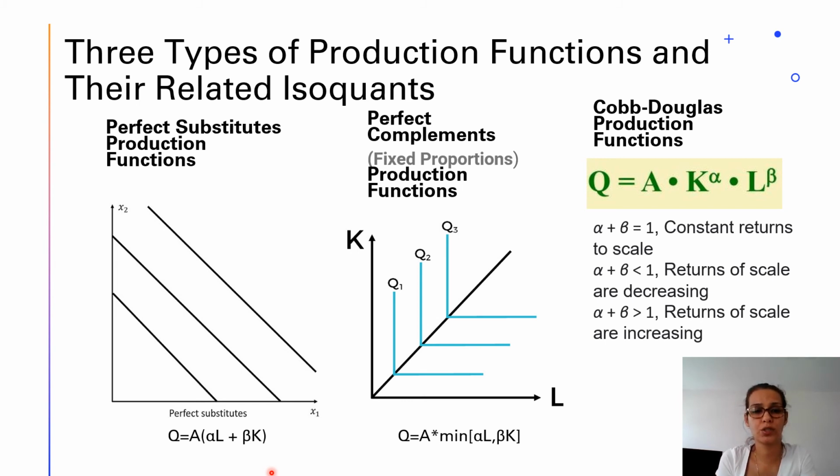In the following functions, the A stands for the total factor productivity. Alpha and beta are positive constants. Alpha and beta are the output elasticities of capital and labor, respectively. Alpha plus beta equals 1, meaning that doubling the usage of capital and labor will also double the output.